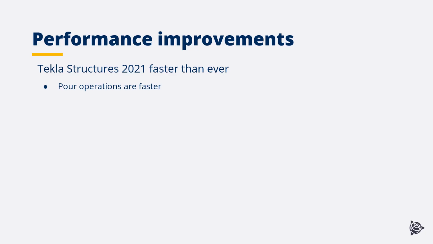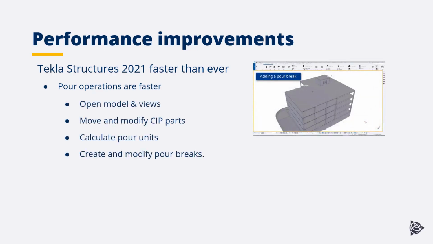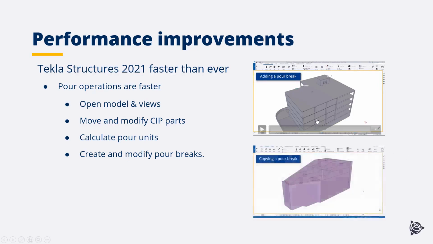Some personal favorites of mine, though, have to be the performance improvements related to pours and working with pours. Operations such as opening model views that contain pours, moving and modifying cast-in-place parts, which are the building blocks of pours, calculating pour units. Pour units are basically our assemblies in the cast-in-place world, so calculating them adds all the rebar and embeds that belong to a pour unit, creating and modifying pour breaks, etc. All of these will have been made faster. Let's watch a couple of videos to give you an idea of what you can expect.